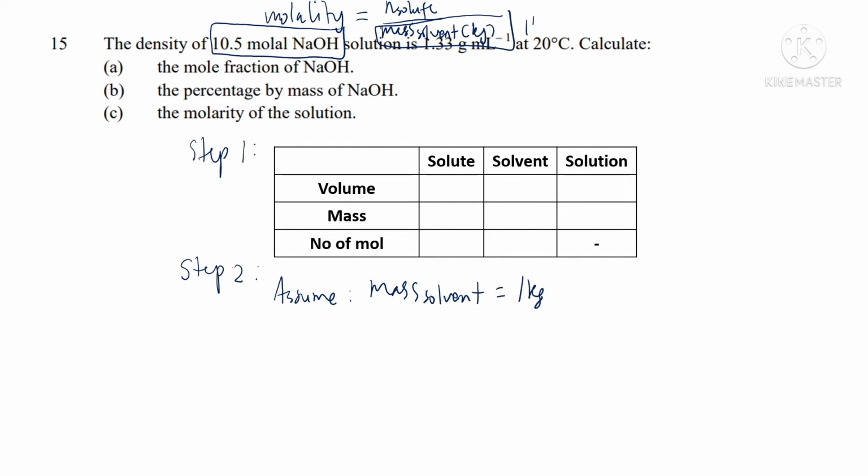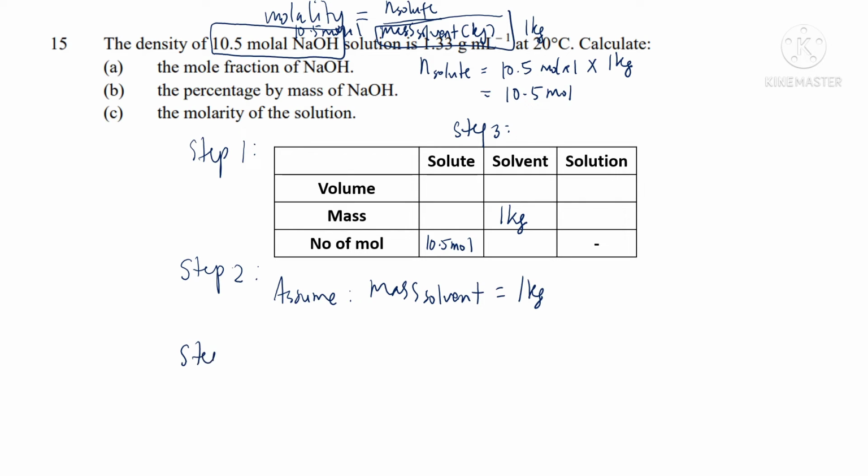And from that assumption and the molality that is being given, 10.5 molar, we can easily find our moles of solute, which is equal to molality 10.5 molar, multiplied by 1 kg to give us the moles of solute as 10.5 mole. And step number 3, we fill in the table in step number 1 with what we have found. So the moles of solute is 10.5 mole and the mass of solvent is 1 kg.